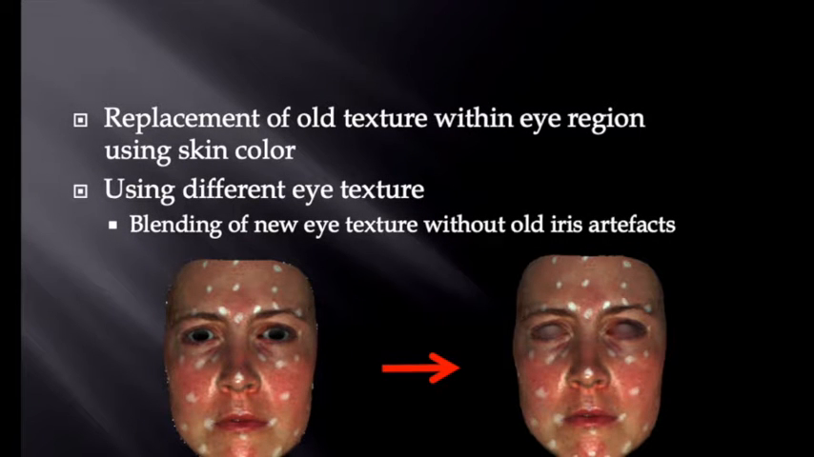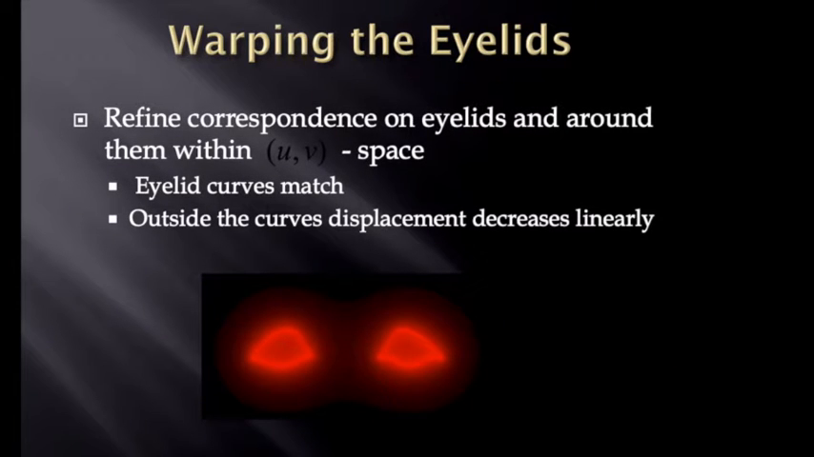And then we replaced the old texture within the eye region, so we were able to generate a template on which the new eye texture could later be placed, without having any old artifacts of the old eyes. The new texture was then able to be morphed upon, blended upon, to generate these eye movements. And now there's the interesting part of warping the eyelids. So as I mentioned, doing the refinement on the correspondence on the eyelids and around them within this surface space.